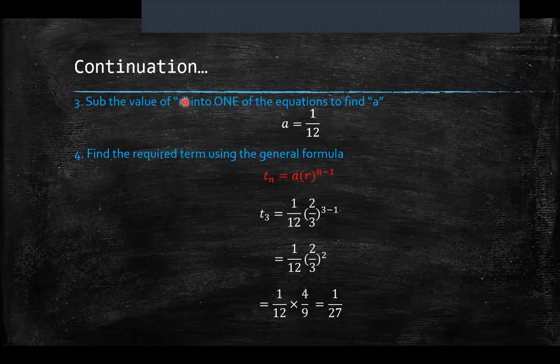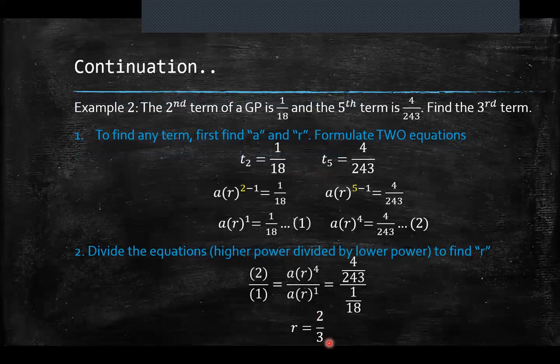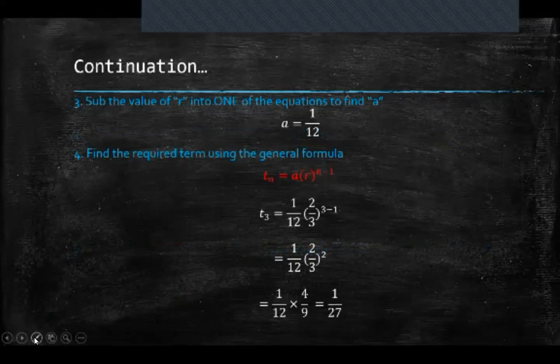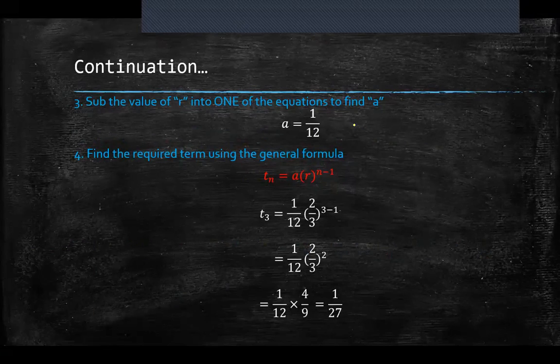So now that we have R, we need to find A. How would you do that? Well, since you have your value for R, 2/3, you take one of these equations here and substitute the R to find your A. So let me use the first equation. I know R is 2/3. So now I take this value of R and substitute it into one of my equations to find A. I want to use the first equation. So that's A R to the power of 1 is equal to 1 on 18.